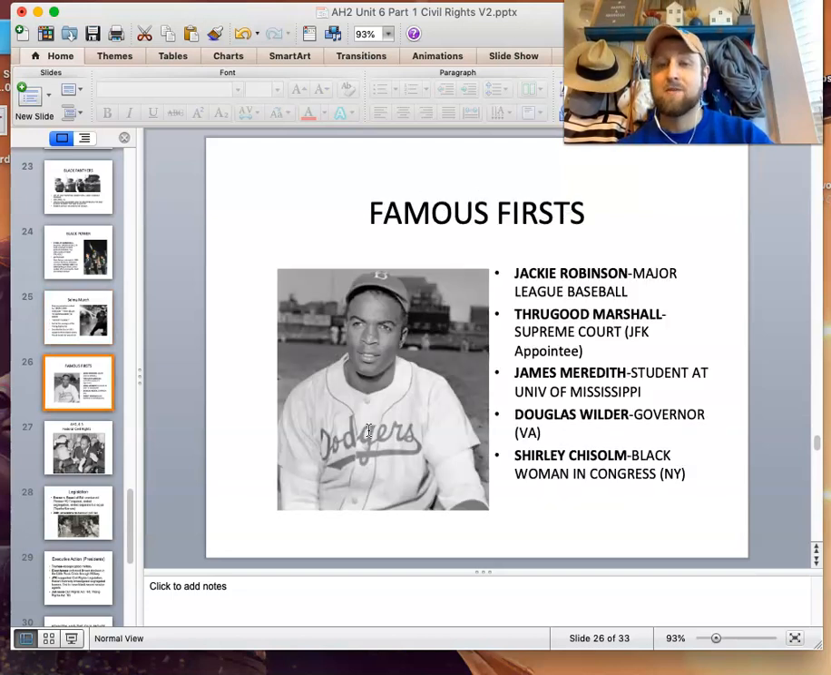Famous firsts as far as African Americans: Jackie Robinson, 42. He was a trailblazer in the world of sports, the first African American to play in the MLB. He faced intense racism during his Hall of Fame career. Thurgood Marshall's the first African American Supreme Court justice. He was appointed to the lower courts by JFK, the Supreme Court by LBJ. James Meredith was the first black player at an SEC school, a running back at the University of Mississippi. Douglas Wilder is the first black governor of Virginia, and Shirley Chisholm is the first black congresswoman in New York.